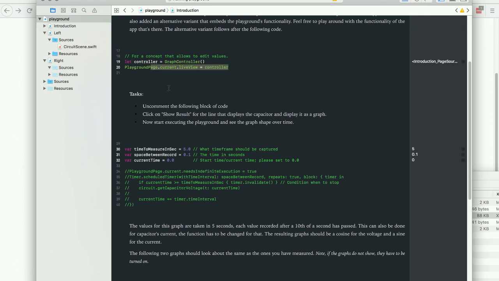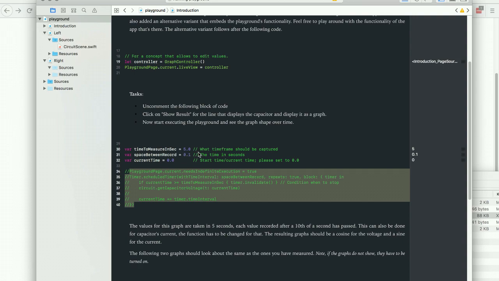All right, so let's get to the other part. Here, tasks: uncomment the following block of code, click on show result for the line that displays the capacitor and display it as a graph. Now start executing the playground, see the graph shape over time. Okay, so that's what we're going to do.